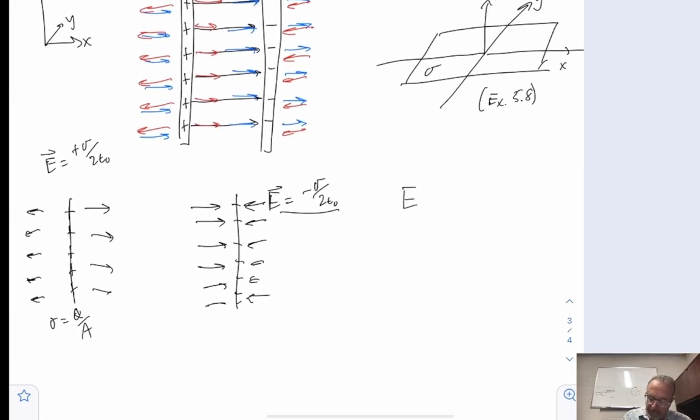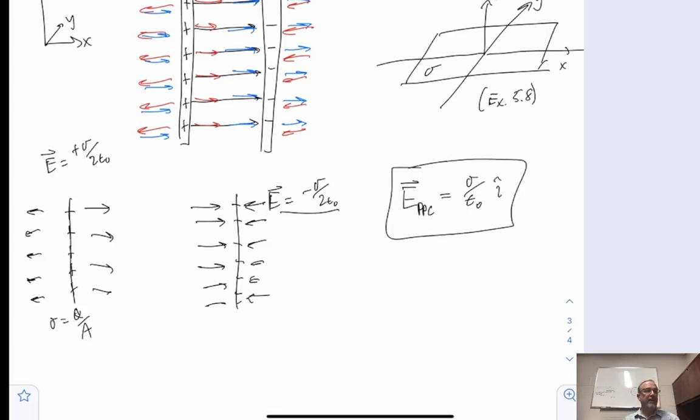So this is a device, I'm going to go ahead and name it parallel plate capacitor, where the field is equal to sigma over epsilon naught, no 2, sigma over epsilon naught. And it's in the direction that is between the two plates. All right.